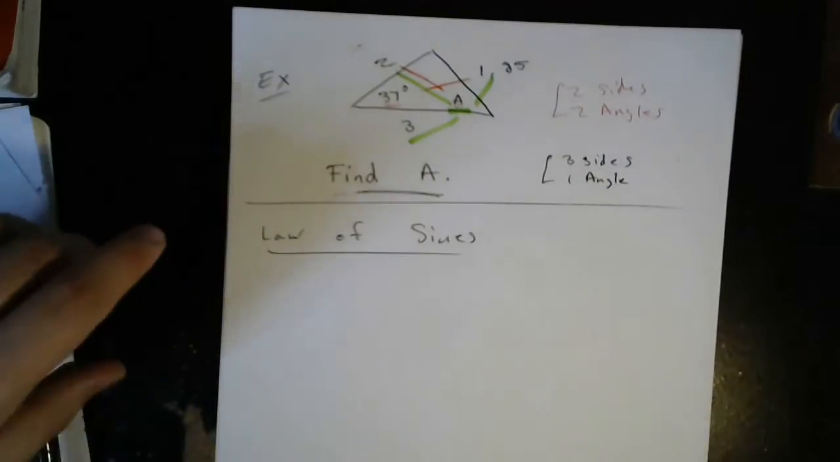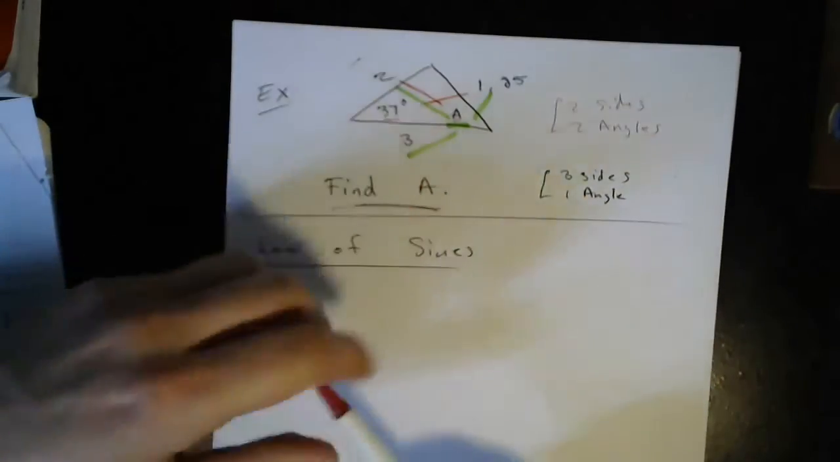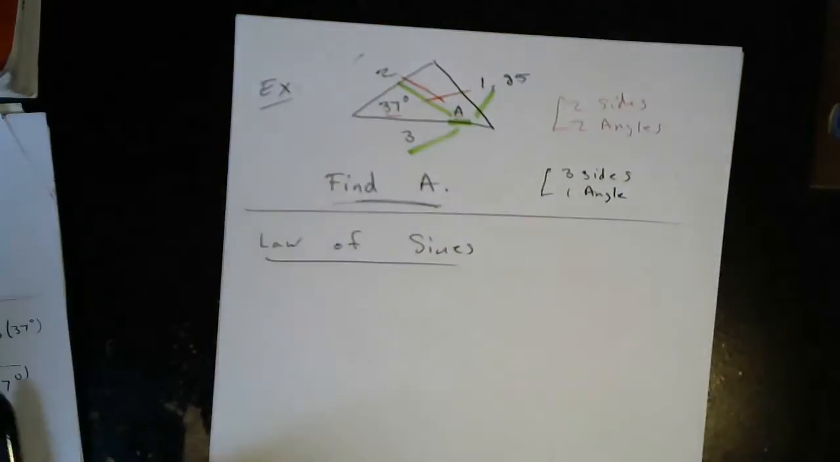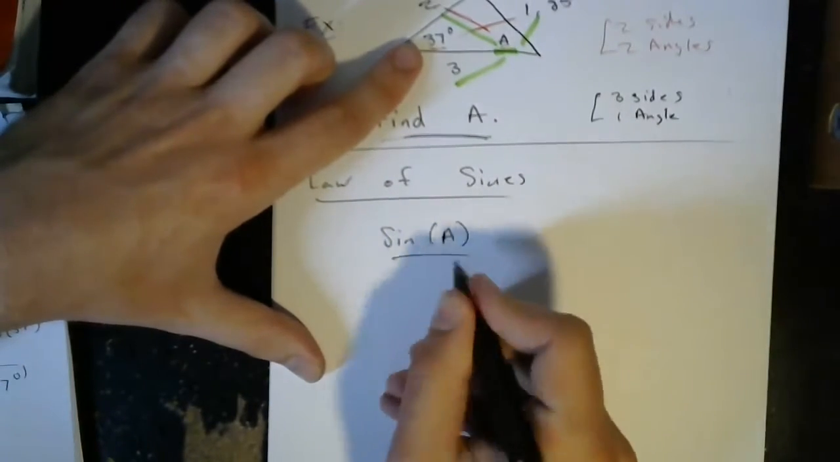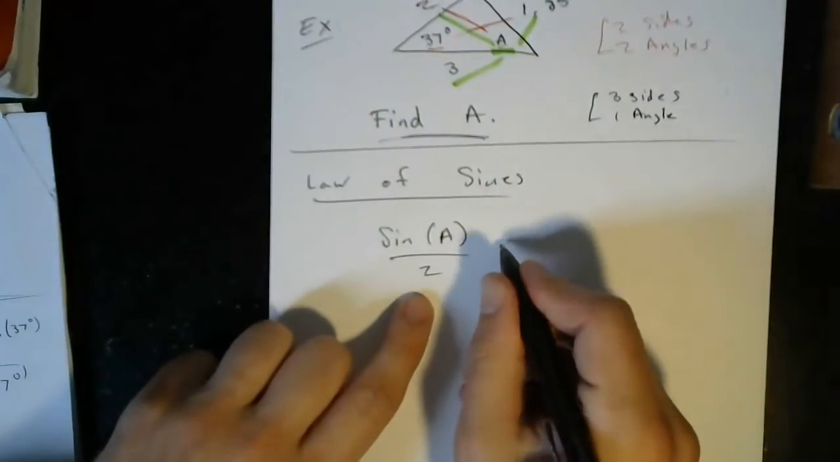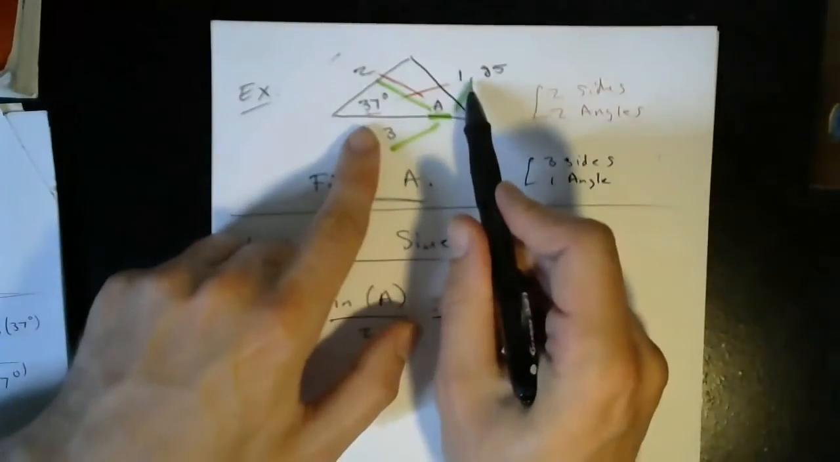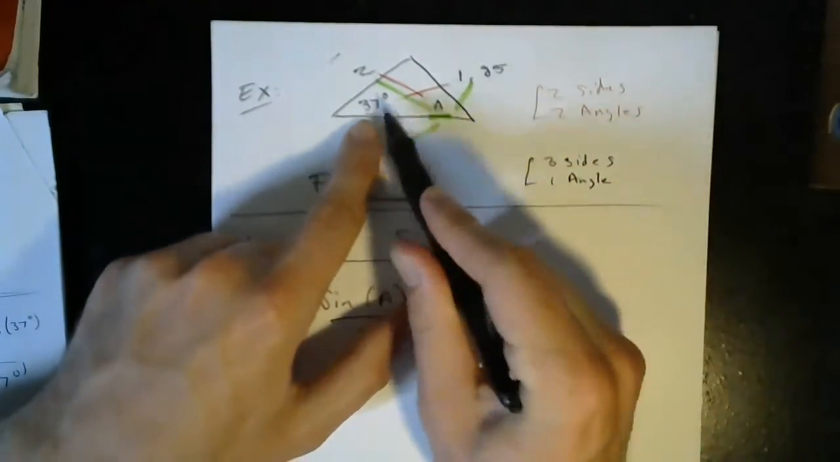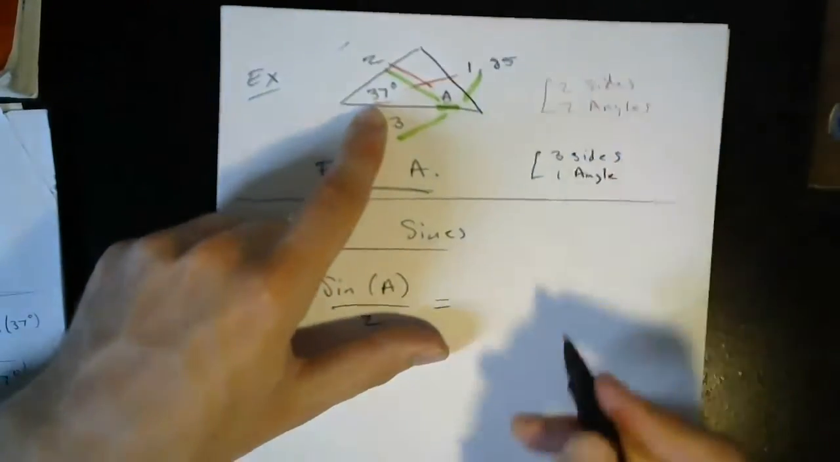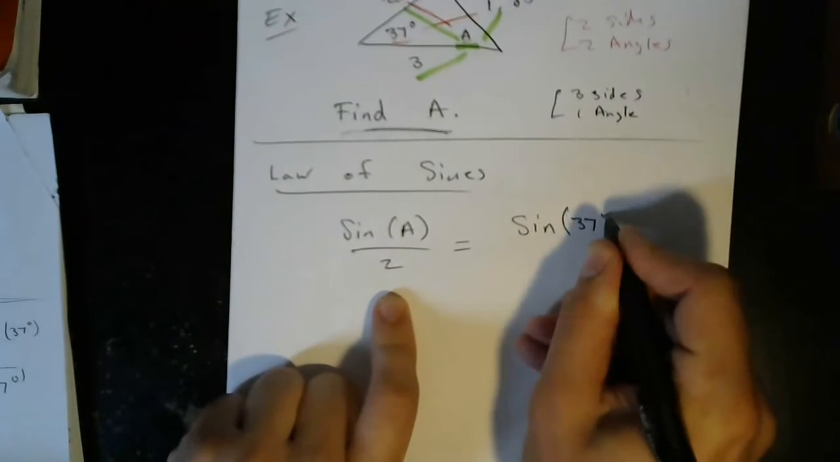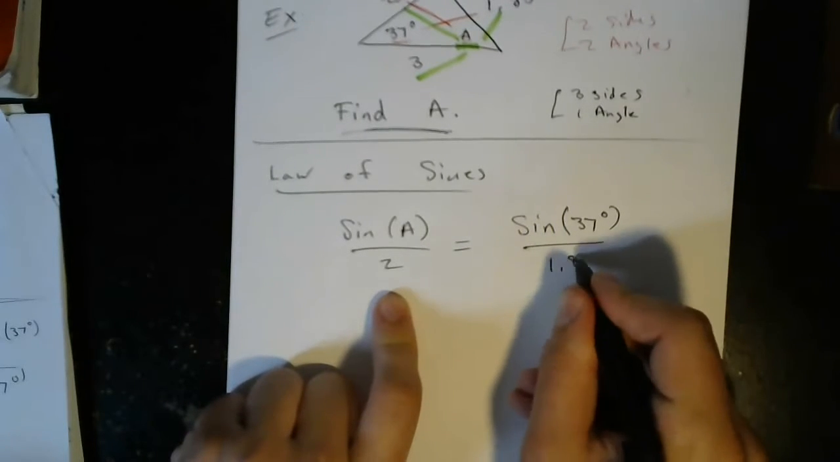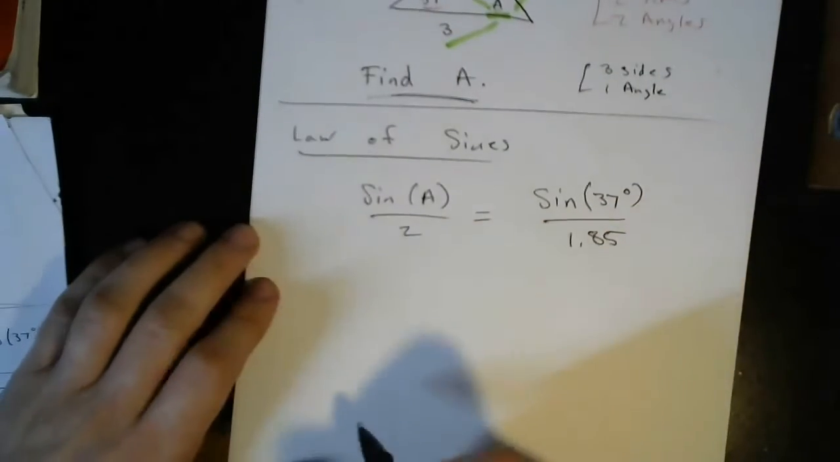Now, law of sines, we want paired angles and sides, right? So A and 2 are paired. So that's going to be sine A over 2. And then we pair that with another side and angle, right? So we have 37 there. We have 1.85. So we can do sine of 37 degrees divided by 1.85. So this is our setup, right?